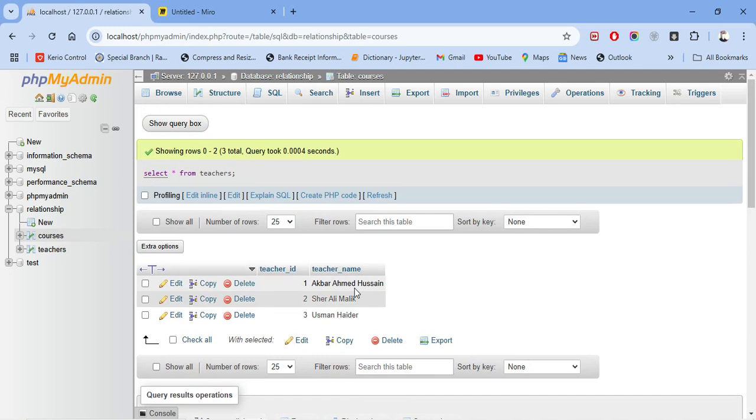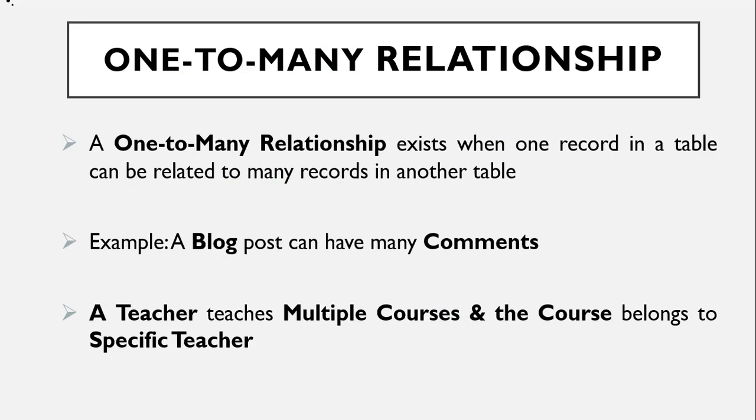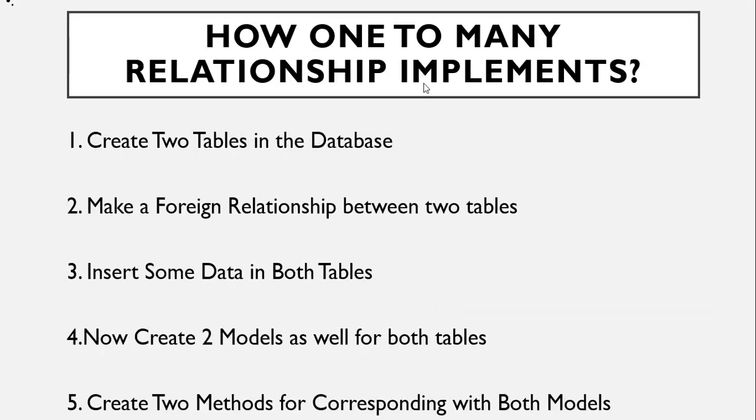Let us go through our slides next. Here is the implementation. We have to create two tables. I have already shown you the foreign key relationship between the two tables: there is a teacher ID in the course table. It is already created. Now insert some data, which I have done. Then two models. I created two models in my previous lecture, so I do not need to create them again. Now the two methods.